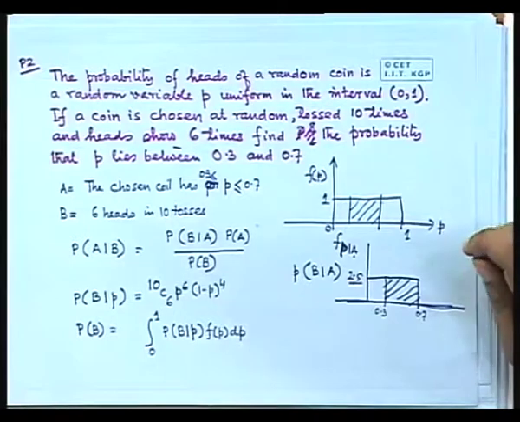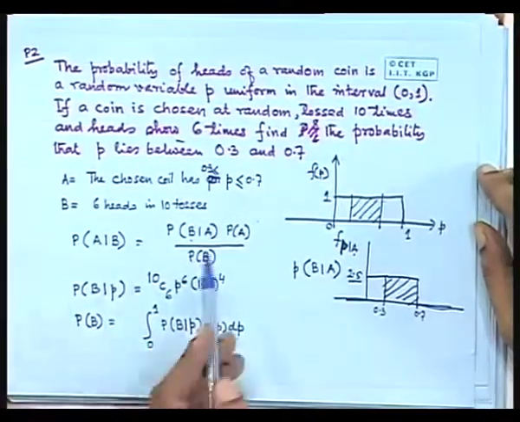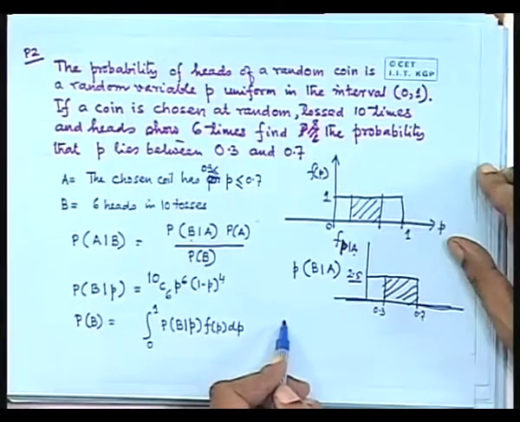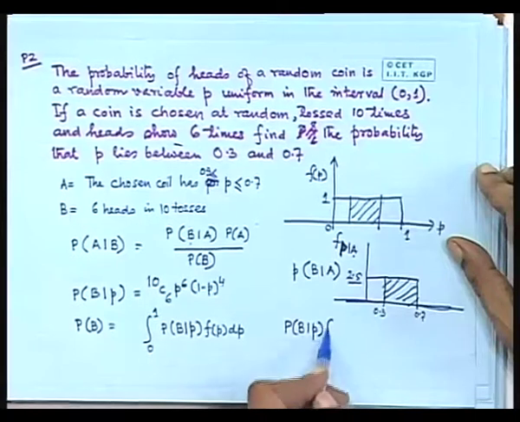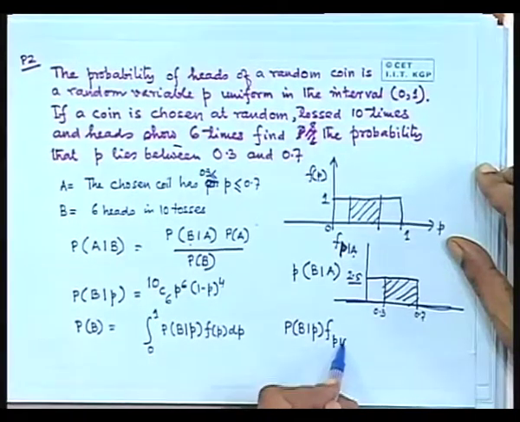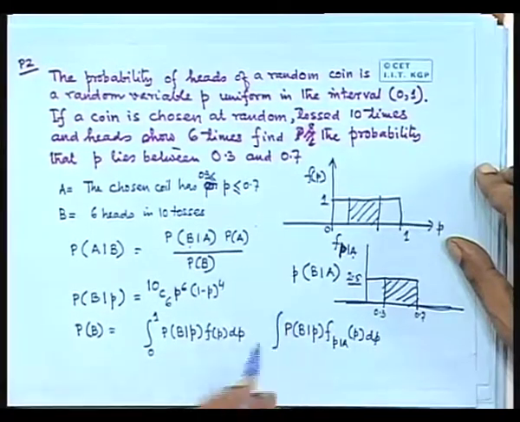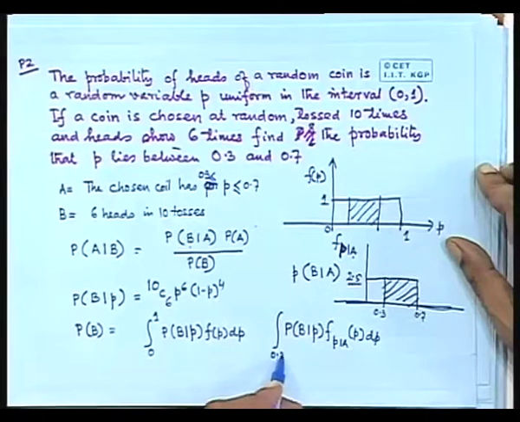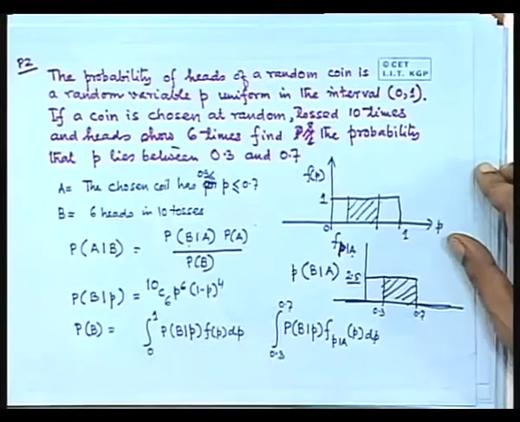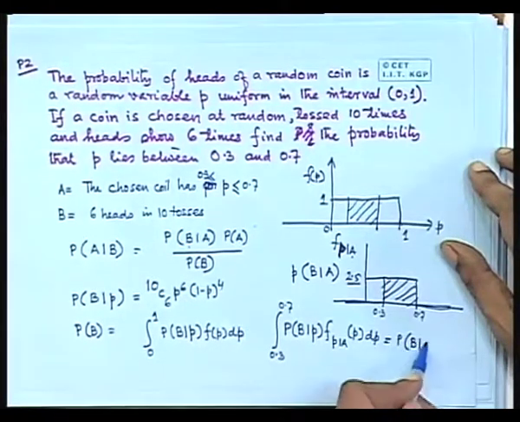Right? So now if you want to find out probability of B given A, then you have to find out simply the integral of probability of B given P, f of P given A, P dP. And obviously, since this is 0 everywhere else, you have to integrate between 0.3 and 0.7. This is equal to probability of B given A.